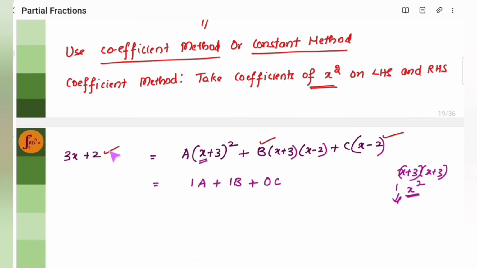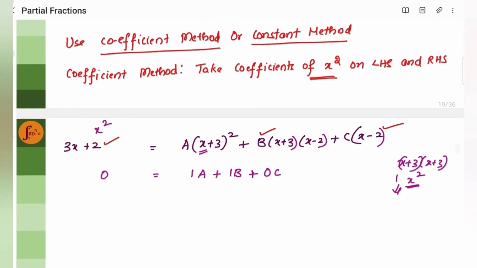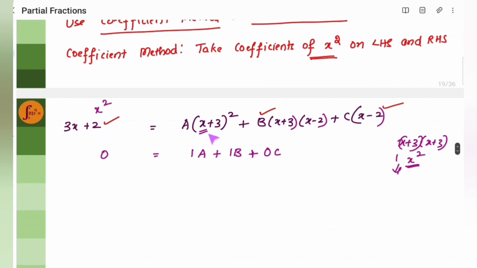Now, here also there is no coefficient of x square. There is no x square here. Since there is no x square here, we don't have the coefficient, so we'll assume it is 0, right? We are just taking coefficients from this equation.